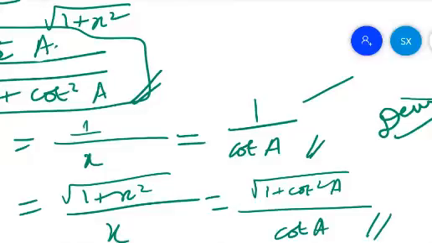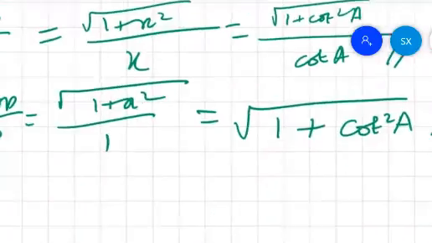Secant A is over. Now last is cosecant. Cosecant A. So what will you do for cosecant A? Hypotenuse by opposite. So hypotenuse is square root of 1 plus x square. Opposite is 1, so if you write 1 you don't change the answer. So square root of 1 plus cot square A will come. So cosecant A is square root of 1 plus cot square A. Very simple, no? It's a very simple method.